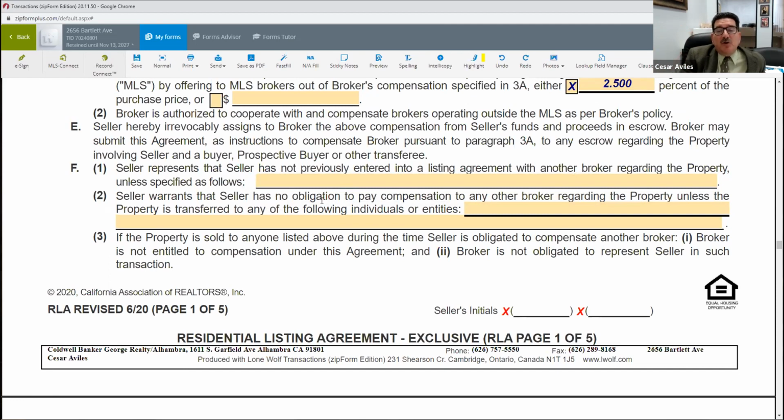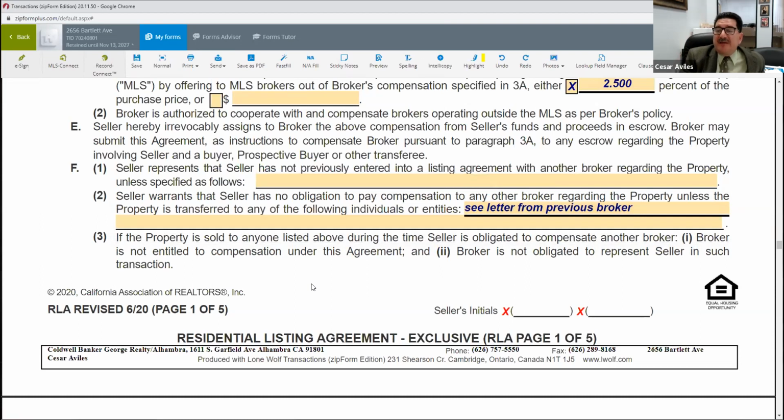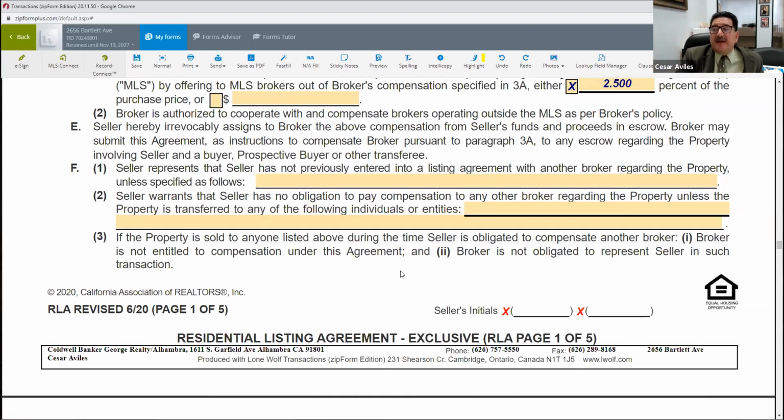Seller warrants that the seller has no obligation to pay commission to any other broker regarding the property unless the property is transferred to any of the following individuals or entities. So here you can say, see letter from previous broker. And then that's when they're gonna list Susie Q from ABC Realty and Betty Buyer that came in and wrote an offer, right? So if that is not here, it doesn't matter. It's just a piece of paper, right?